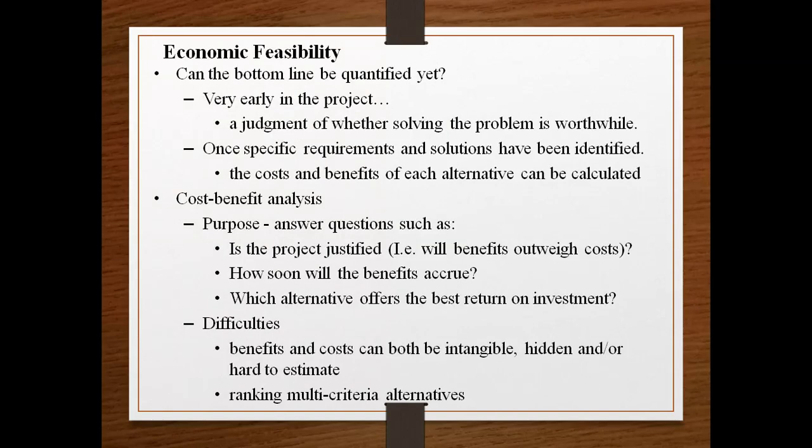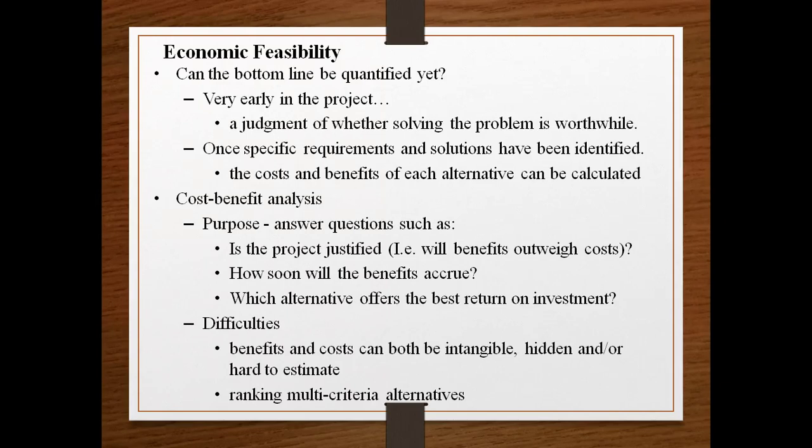Okay, now next comes economic feasibility. This is one of the most important feasibility studies, which normally all companies do. Can the bottom line be quantified? Very early in the project, a judgment is made of whether solving the problem is worthwhile. You have to ask whether solving the problem is worthwhile or not. Is it going to benefit me or not? One specific requirement and solution have to be identified. The cost and the benefits of each alternative can be calculated. For example, I have two plans, plan A and plan B. If I go with plan A, what are my benefits and cost? If I go with plan B, what are my benefits and cost? So the economic feasibility has to be done for both.